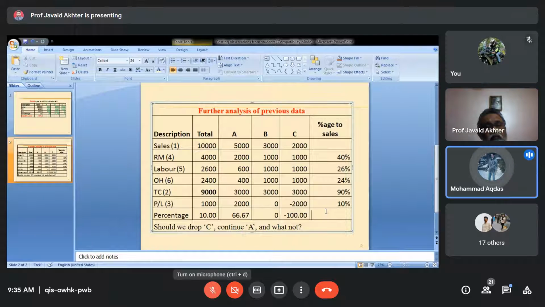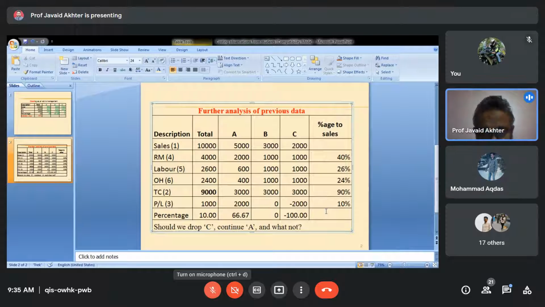So maybe in the future they might reduce their cost. Maybe in the future we might improve. Any other answer?